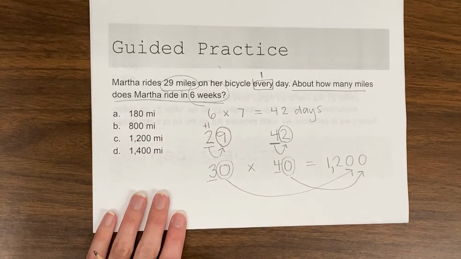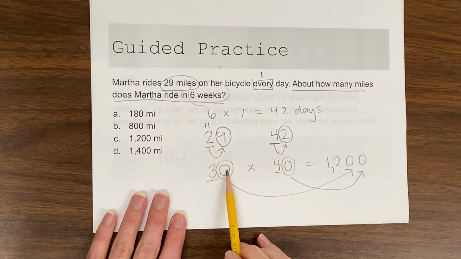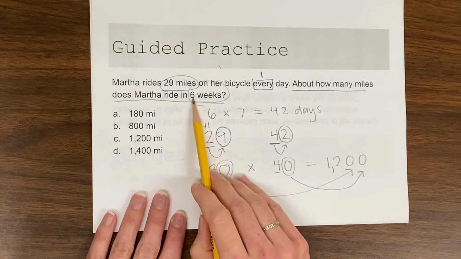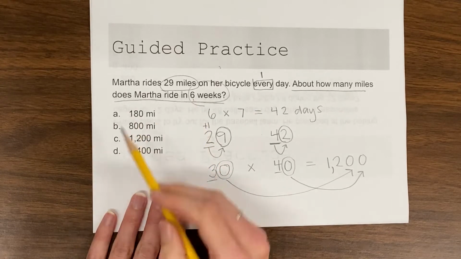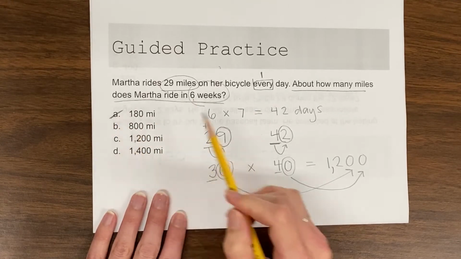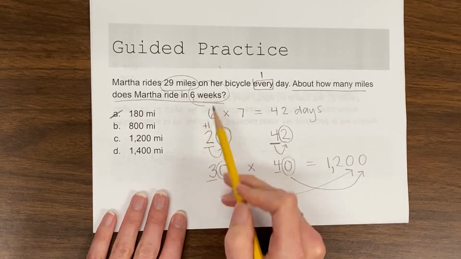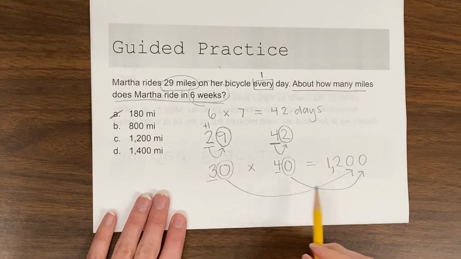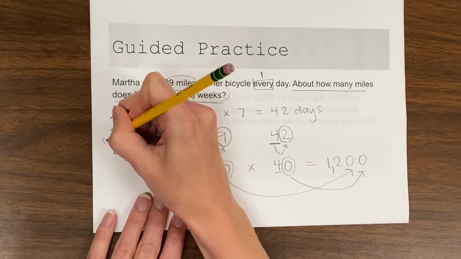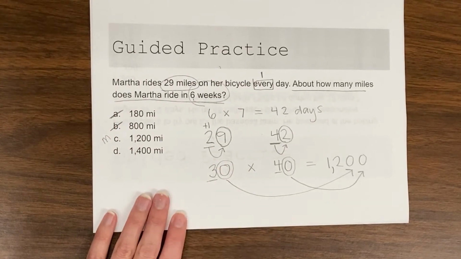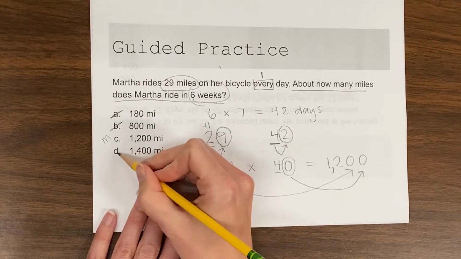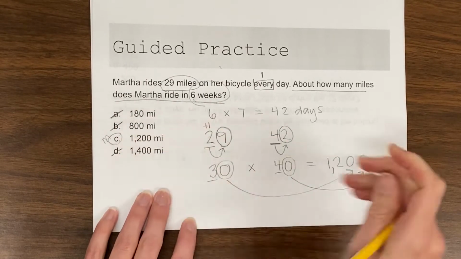So A is 180 miles. So this was a tricky question. If I rounded 29 to 30 and multiplied by 6, I would have got 180 miles. So that would have been for only 6 days when we wanted to know what 6 weeks was. 800 miles, no. 1,200 miles, maybe, and 1,400 miles was just a little bit too big. So it looks like C is our correct answer choice.